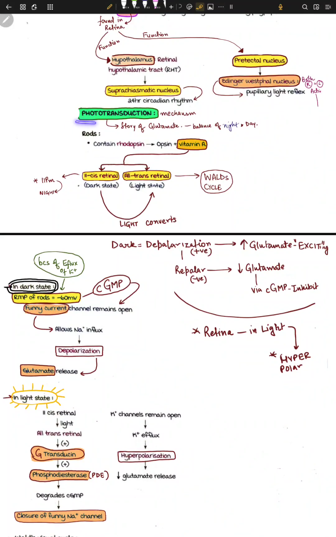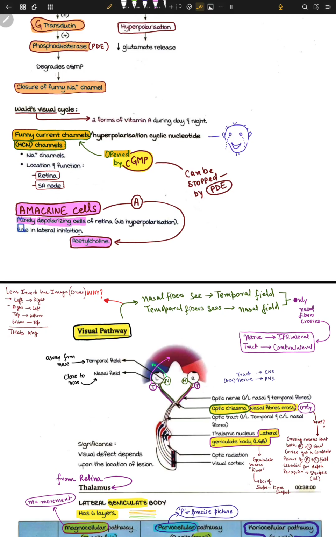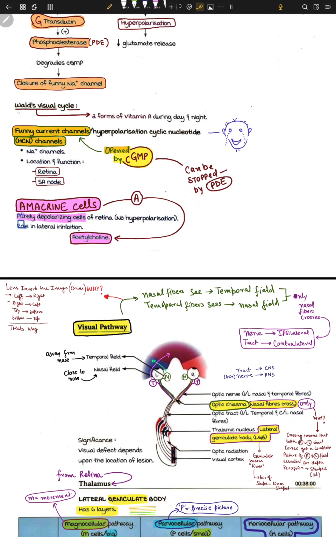So this was phototransduction, right? Let's study something called amacrine cells and visual pathway. Well, first, what was Wald cycle? The cycle from 11-cis to all-trans, and then the cycle repeats, because you know why the cycle repeats. It's called Wald's visual cycle.